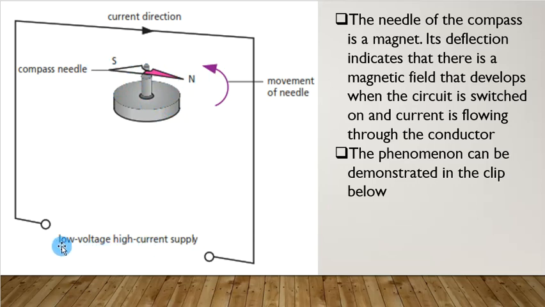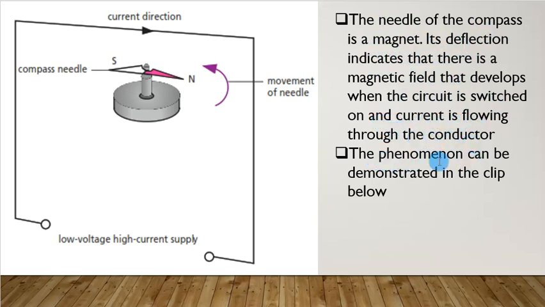Then we have a current, and the supply must be low voltage and high current. The reason is we want to see the effects of the electric current and not the effects of the voltage, and therefore to have a profound effect we need high current. When the circuit is switched on, the needle is seen to deflect in that direction. The reason is that the needle of a compass is a magnet, so its deflection indicates that a magnetic field develops when the circuit is switched on and current is flowing through that conductor.